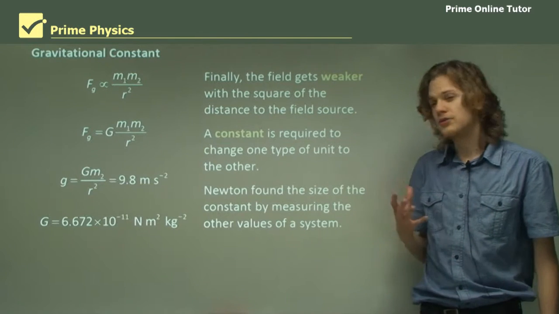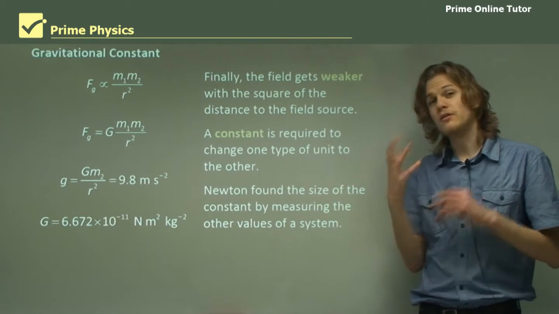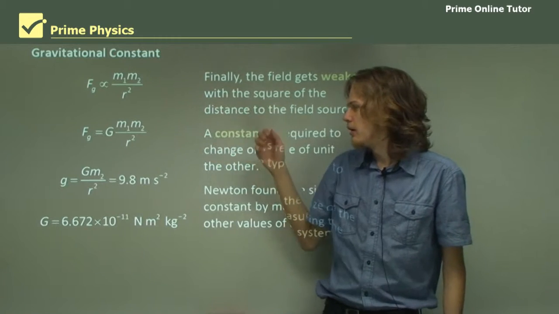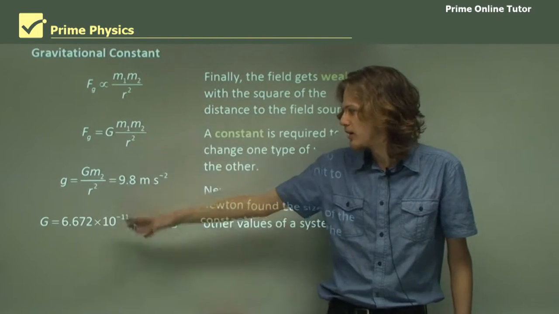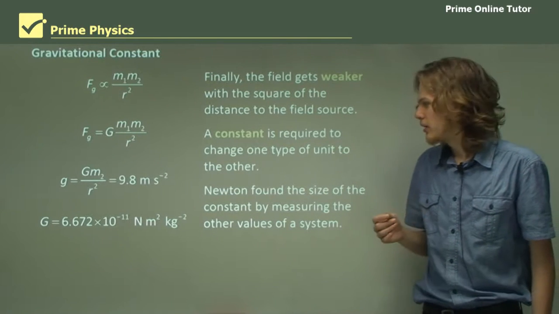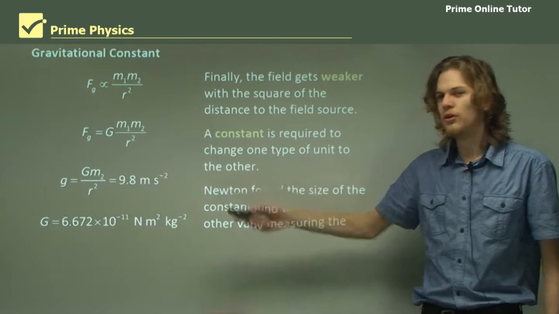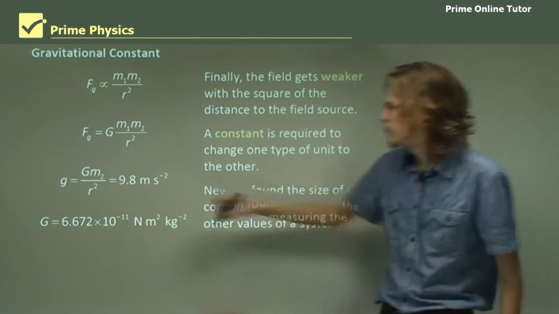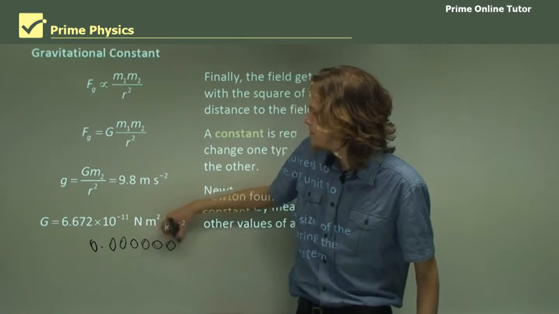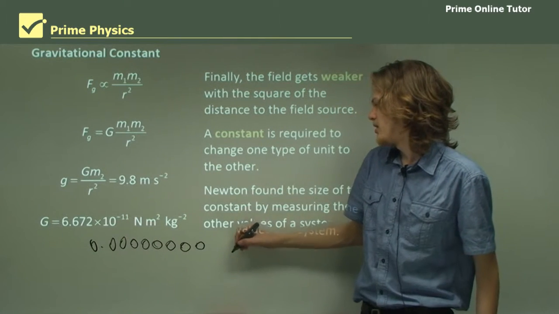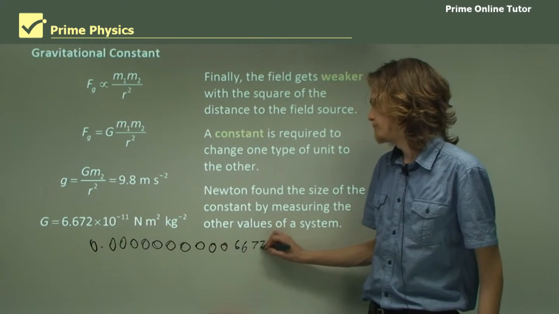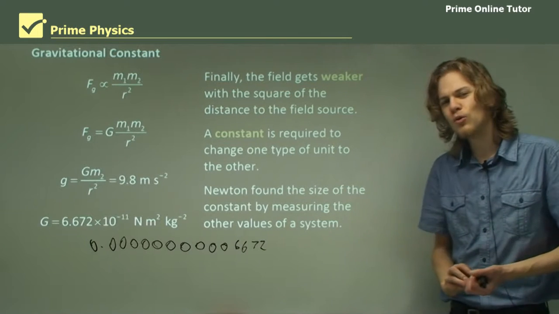Newton was able to find the size of this by measuring the other values of the system, the r, the m1, and the m2. And from there he was able to calculate the value of capital G, which turns out to be a very, very small number. If you were to write out this number ordinarily, it would be 0.000000000, and then finally, you'd get the little 6672. So it's a very small number.